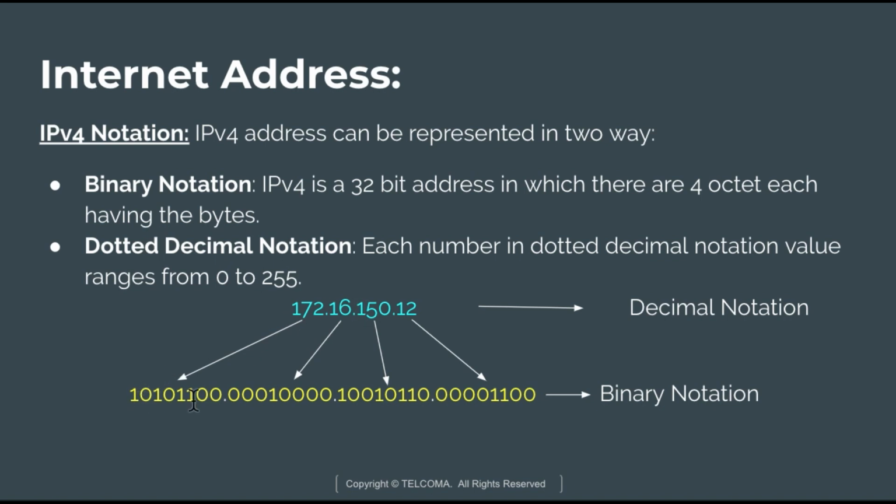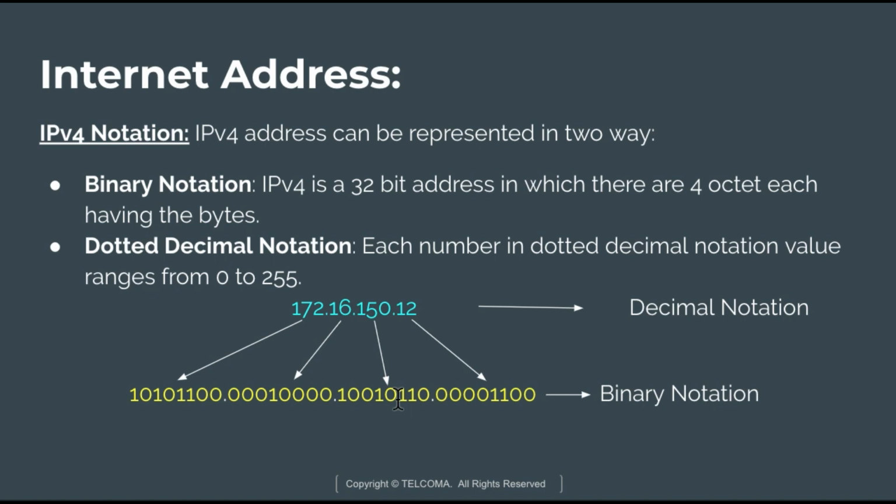So this is represented in 4 octets. This one is the first octet, after the dot the second octet starts, this one is the third, and this one is the last octet, that is the fourth one. So this is 4 octets, and in each octet they are represented by binary 0 and 1 bits, and this is the representation of binary notation. The next one is dotted decimal notation.